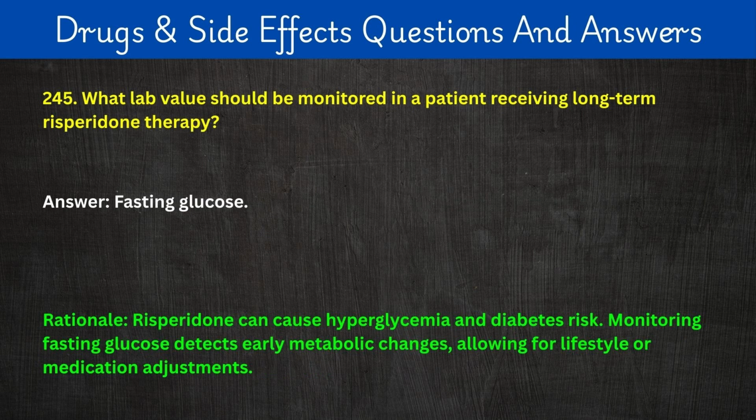245. What lab value should be monitored in a patient receiving long-term risperidone therapy? Answer: fasting glucose. Rationale: risperidone can cause hyperglycemia and diabetes risk. Monitoring fasting glucose detects early metabolic changes, allowing for lifestyle or medication adjustments.